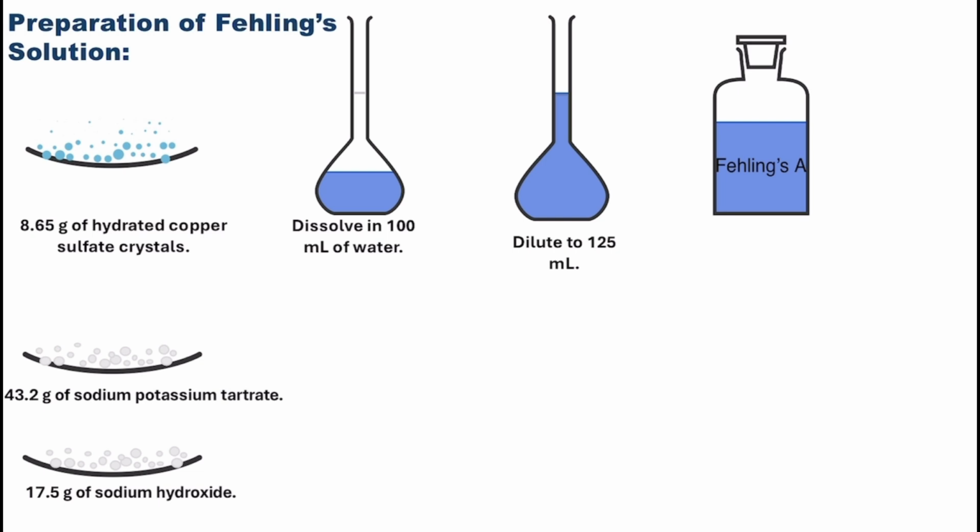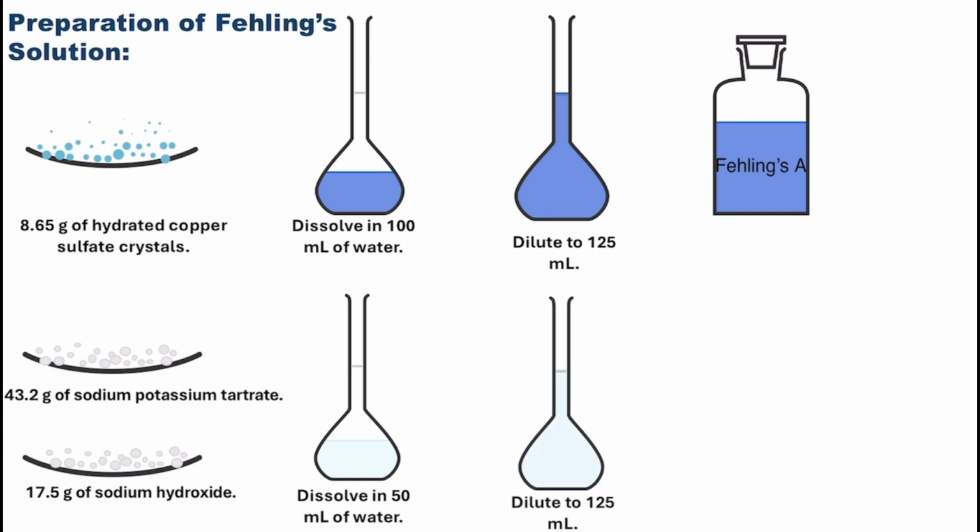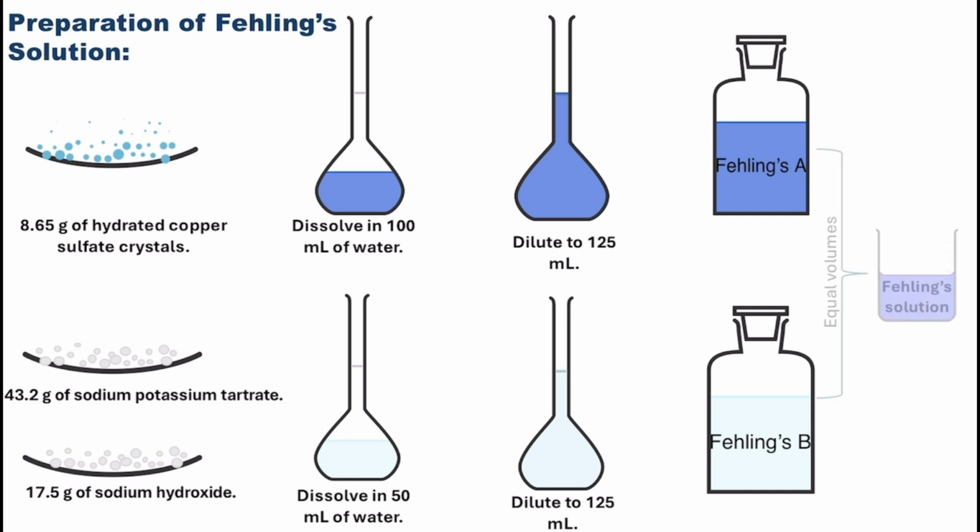To prepare Fehling's reagent B, weigh 43.2 grams of potassium sodium tartrate and 17.5 grams of sodium hydroxide. Transfer the two salts into a volumetric flask and dissolve in 50 milliliters of water. Make up the final volume to 125 milliliters. Mix the contents very well by inverting the flask several times. Transfer the resulting solution into a container with a tight-fitting cap and label it as Fehling's solution B. The two solutions are mixed in a volumetric ratio of 1:1 to obtain Fehling's solution.